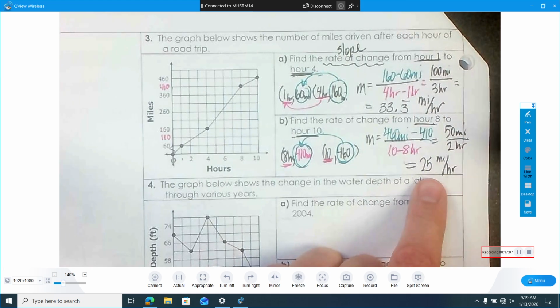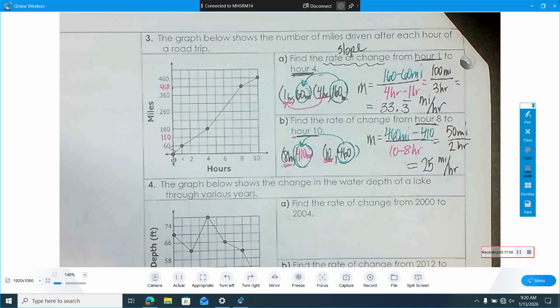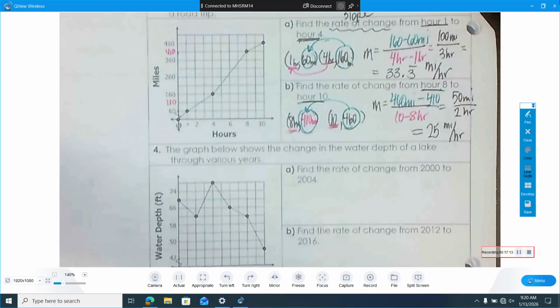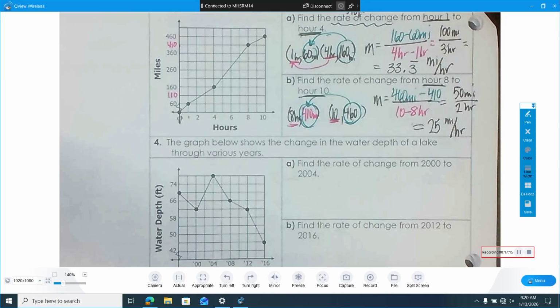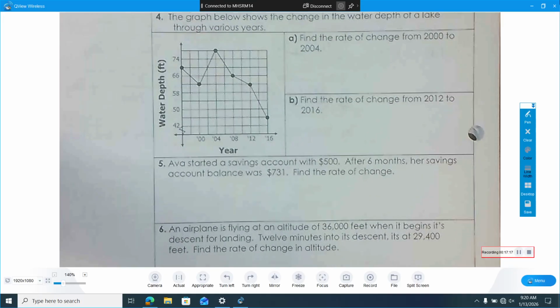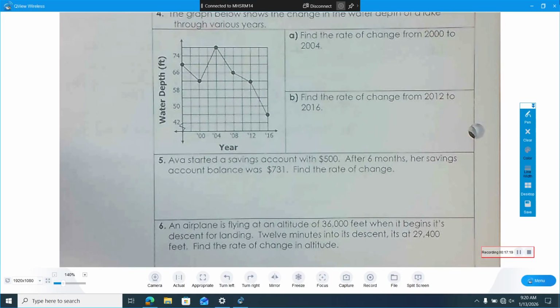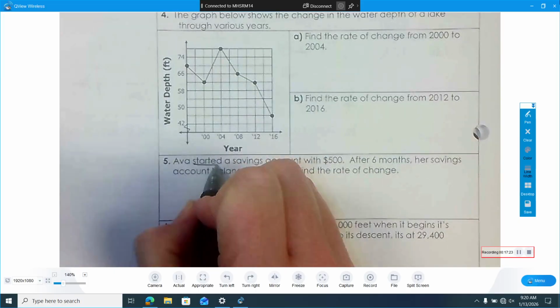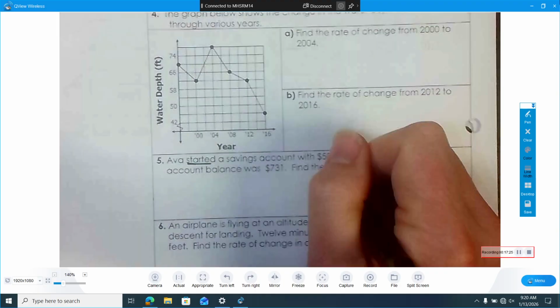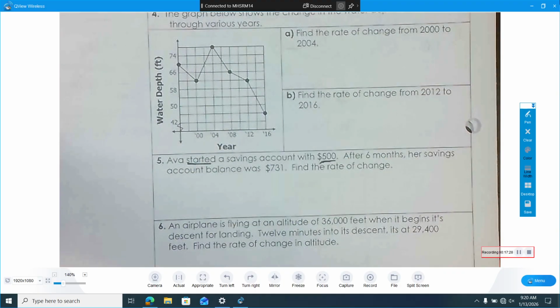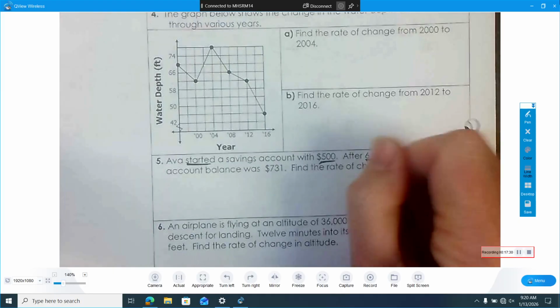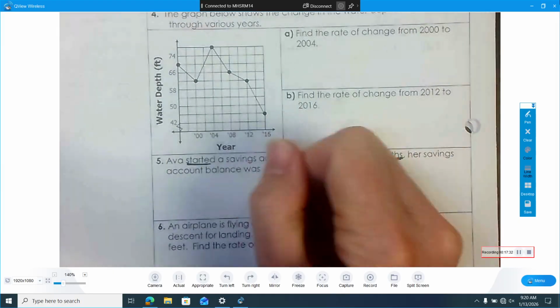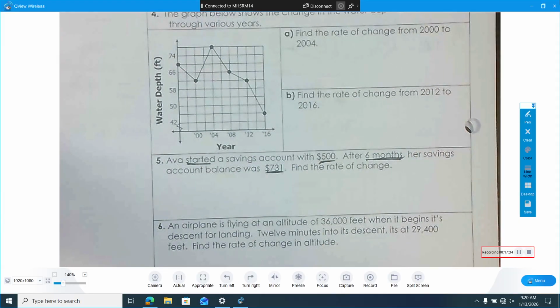Yeah, that is okay. All right. Do you guys have questions for me so far? No? Okay. Let's just look at number 5. Number 5, Ava started a savings account with $500. After 6 months, her savings account was $731. We want to find the rate of change.